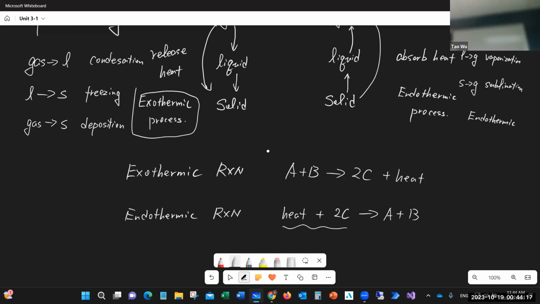That makes sense, right? So you can think about the heat actually being one of the products or the reactants. If the heat is the product, then that's an exothermic reaction. But if the heat is the reactant, then that's going to be an endothermic reaction, right?